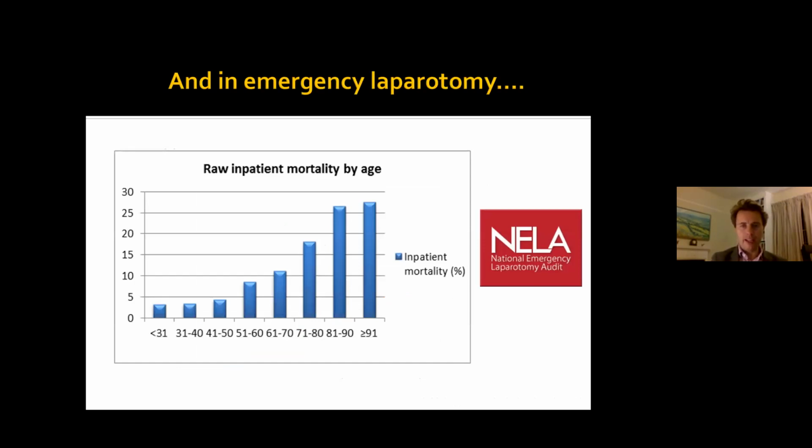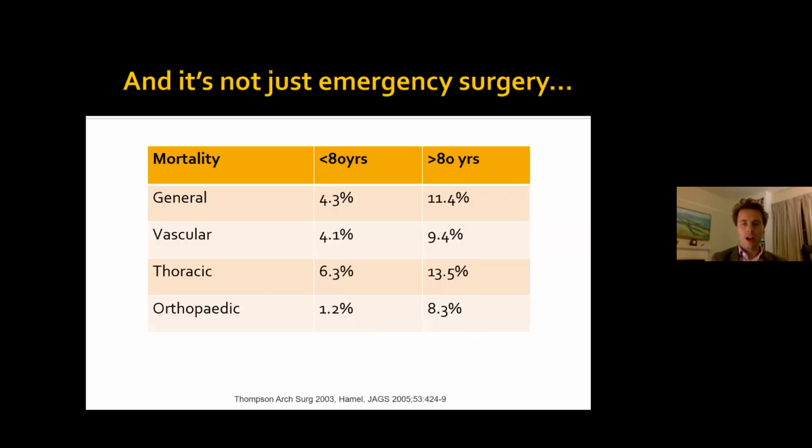This is data from NELA, emergency laparotomy, again raw mortality, very substantial for people in their 80s and 90s, around 25 to 30%. You may well say it's just emergency surgery we're talking about here. But this is data, again, from the elective surgical literature, admittedly a few years old now, getting on for nearly 15 to 20 years. But it gives you the overall message, doesn't it? That mortality rises with advancing age in elective surgical settings as well as in emergencies. So this is a problem across the board, and something that we can't really get away from.